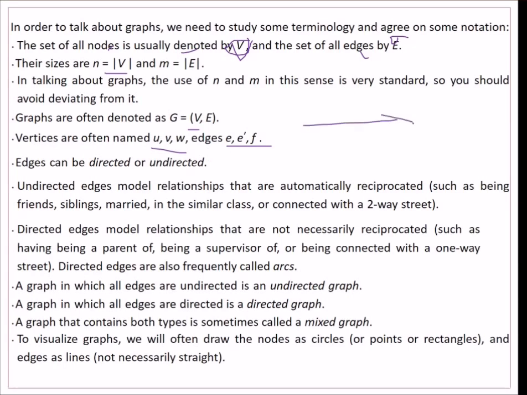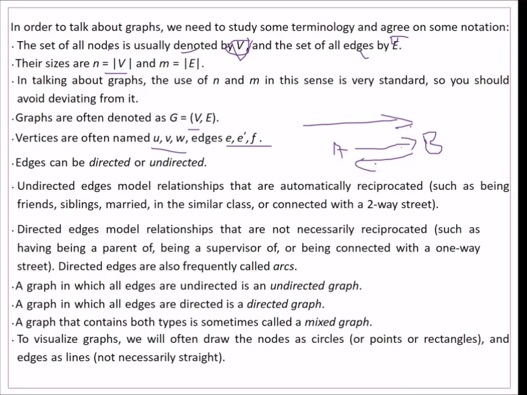Edges may be directed or undirected. This is directed, and undirected means no direction. Undirected edges model relationships that are automatically reciprocated, for example being friends or married, because if A is married to B, it is natural that B is also married to A. And two-way streets, for example. So we do not need a directed graph in this case.